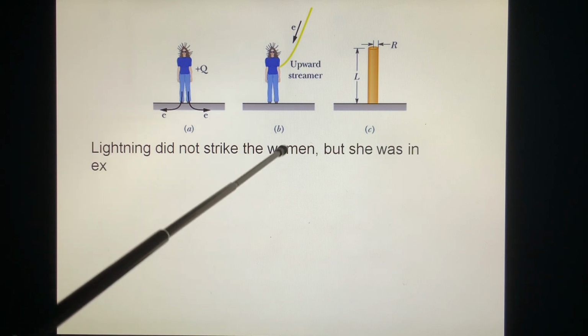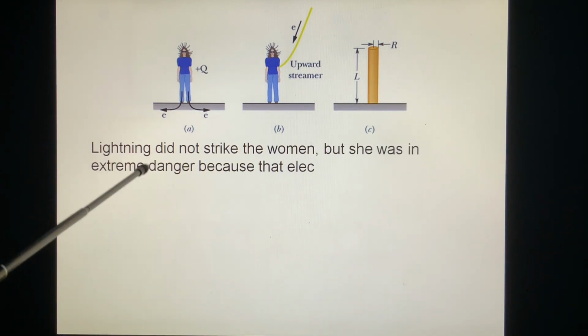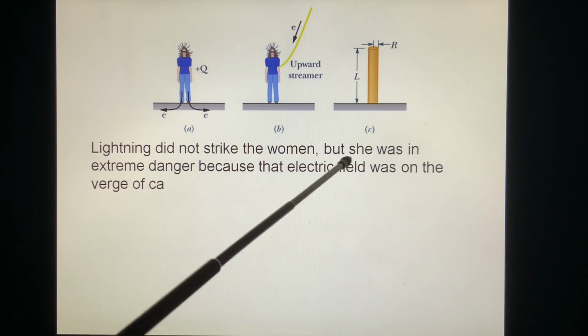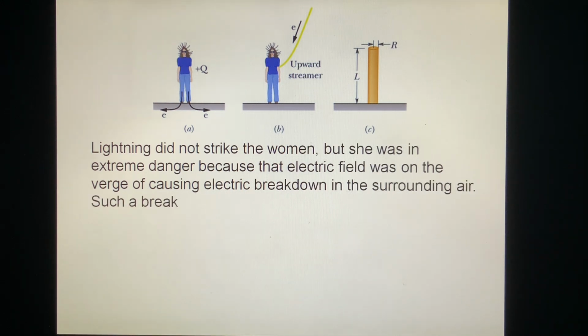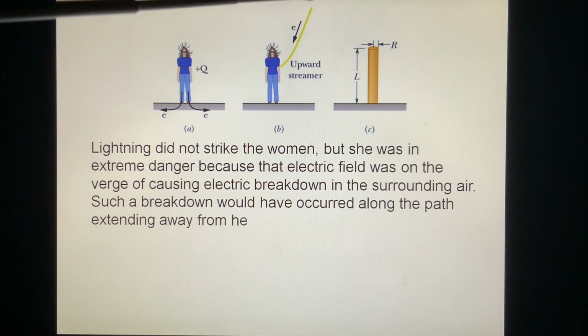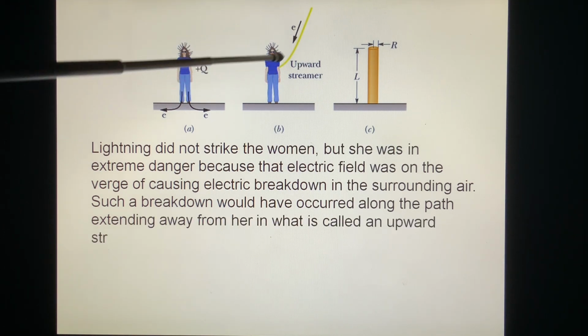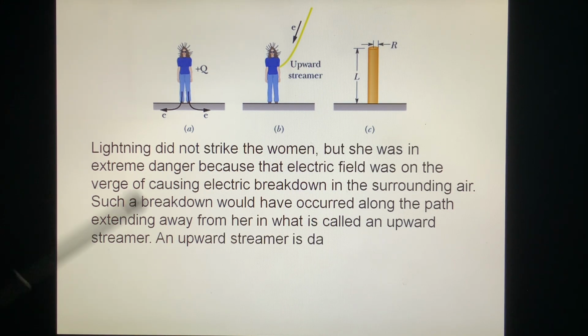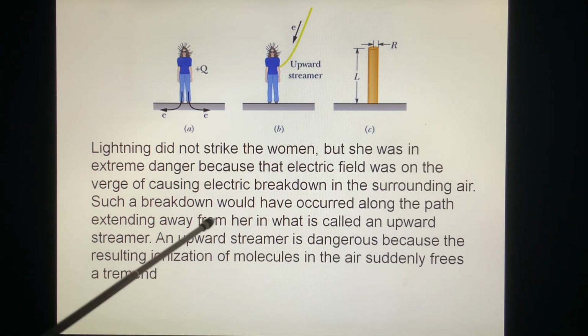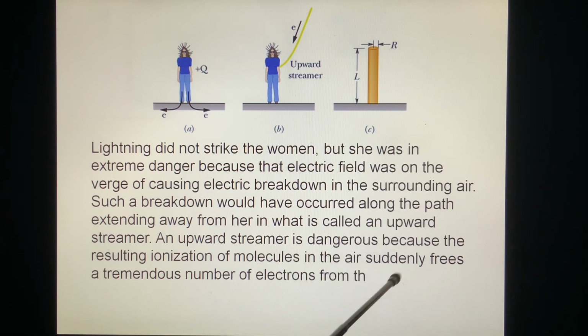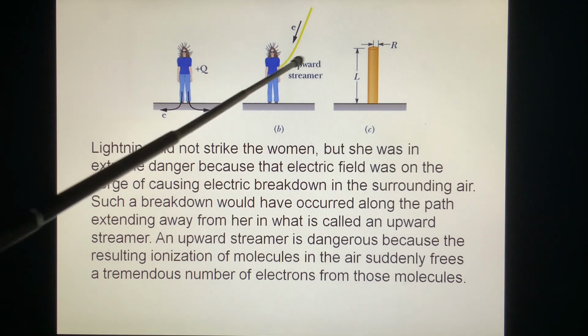Lightning did not strike the woman, but she was in extreme danger because that electric field was on the verge of causing electric breakdown in the surrounding air. Such breakdown would have occurred along a path extending away from her in what is called an upward streamer. The upward streamer is dangerous because the resulting ionization of molecules in the air suddenly frees a tremendous number of electrons from those molecules.